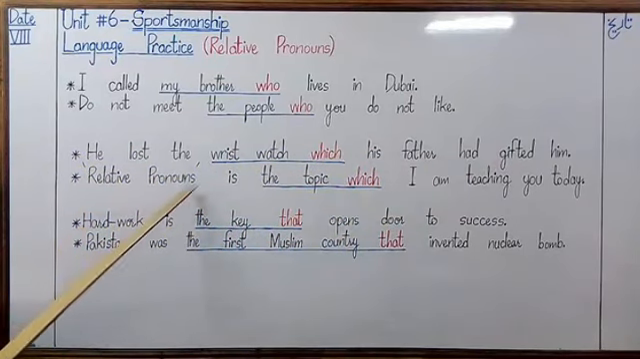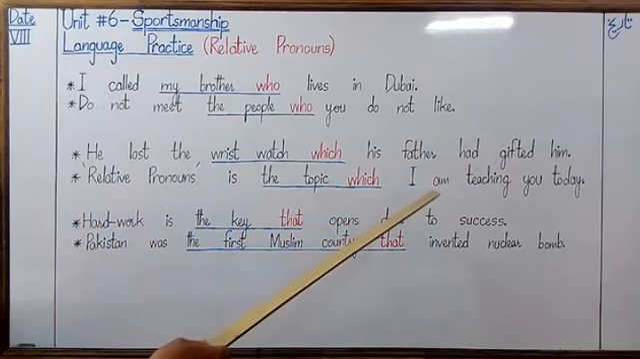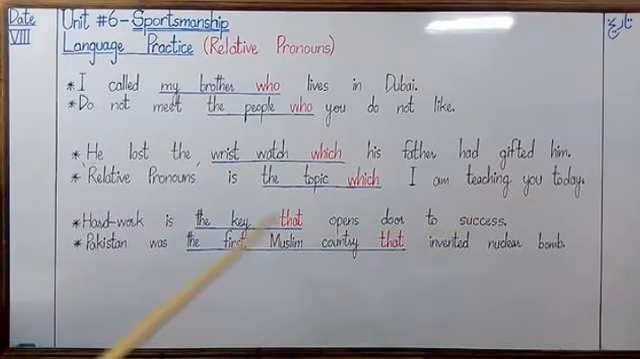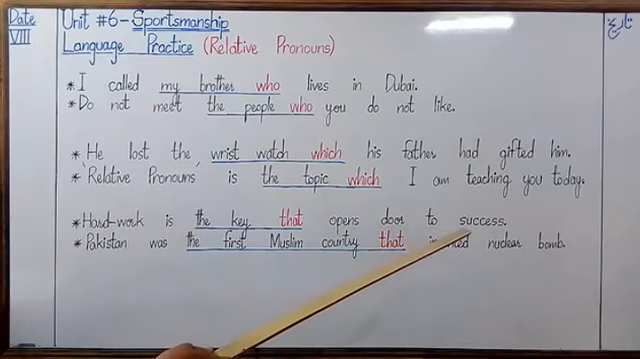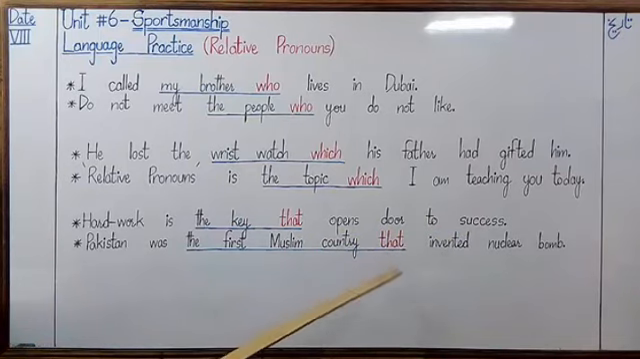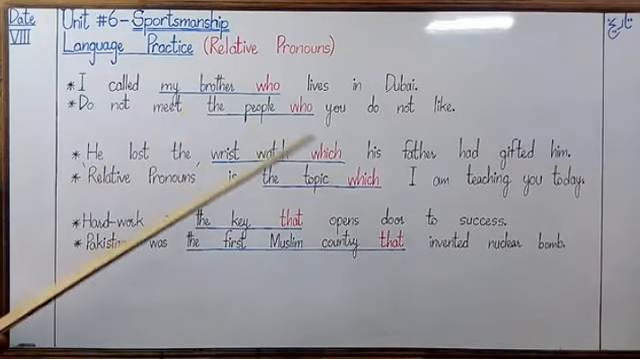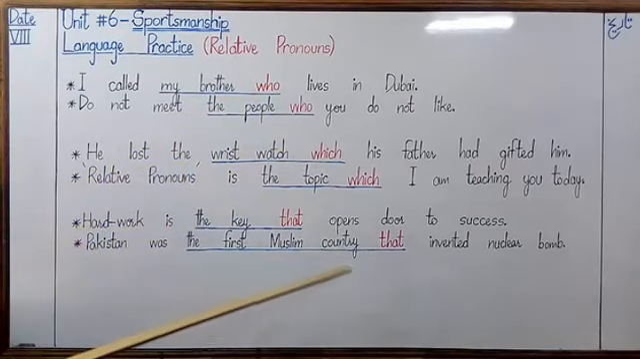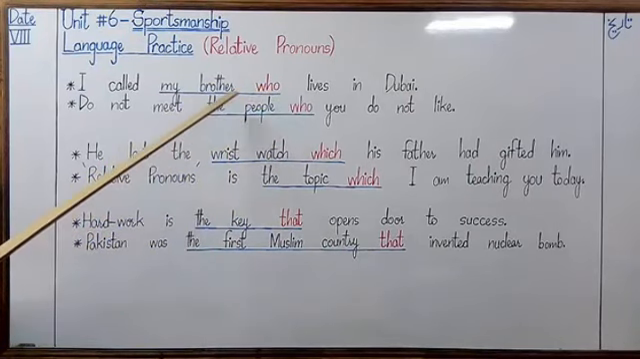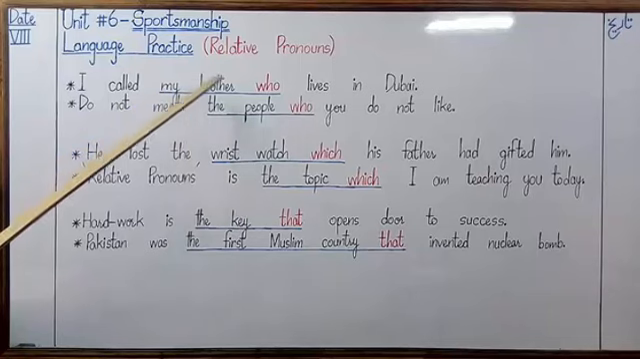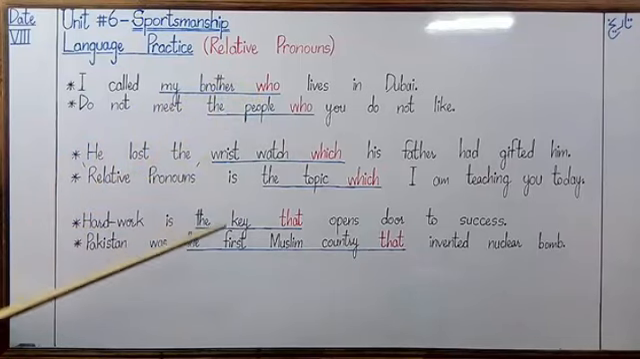Relative pronouns is the topic which I am teaching you today. Hard work is the key that opens door to success. Pakistan was the first Muslim country that invented nuclear bomb. Here you can see, my dear students, in red I have written all the relative pronouns. You can see who, which and that. And I have underlined with blue the nouns along with the relative pronoun to show the relation between them.